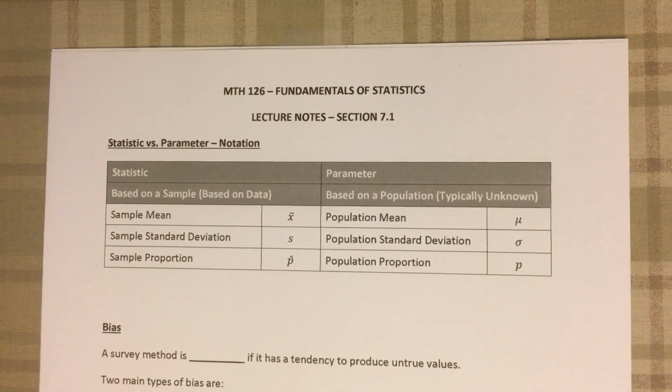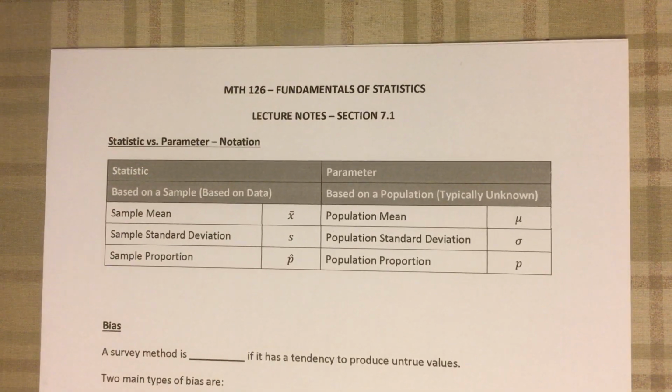All right, looking at the top of the page, the next page in our notes, we see the comparisons between our statistics and our parameters. Again, statistics are based on samples, they're based on data. Parameters are based on populations. Again, they're typically unknown. That's what we are trying to estimate.